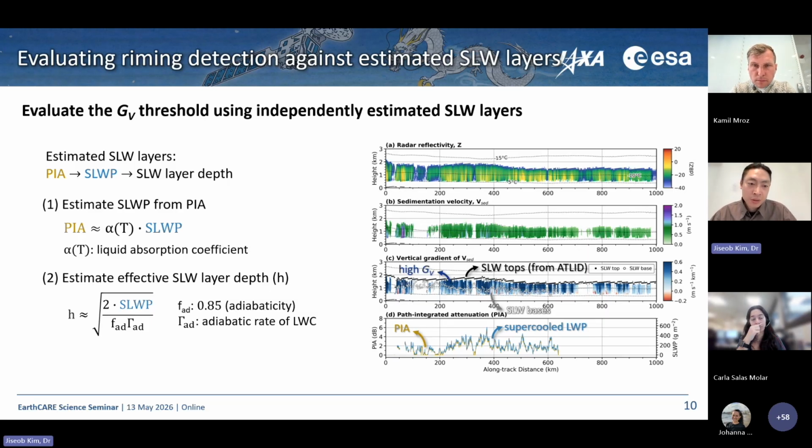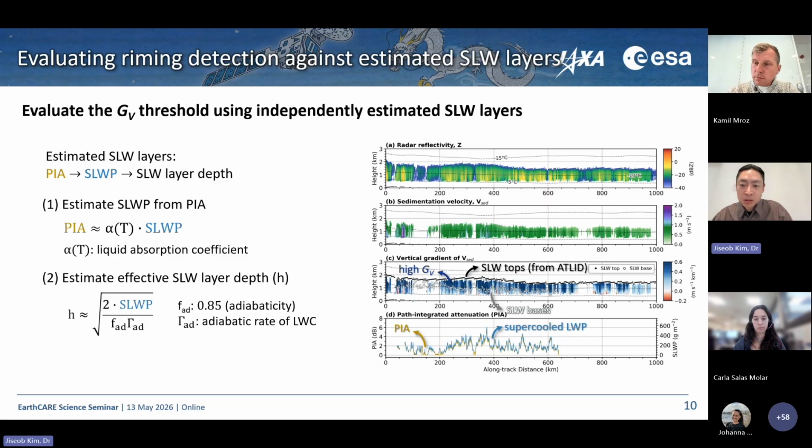The next step is to evaluate whether this threshold is actually related to riming. This is not very easy because we don't really have comparable ground truth data for riming. So my approach was to estimate the mixed phase layer independently and then check whether the detected riming matches with that layer. The cloud system I'm using is the shallow mixed phase cloud over ocean. In this cloud, supercooled liquid water is usually concentrated near the cloud tops. And this gives us a very unique opportunity, because using only EarthCARE observations, we can roughly estimate both the supercooled liquid water layer and the liquid water path.